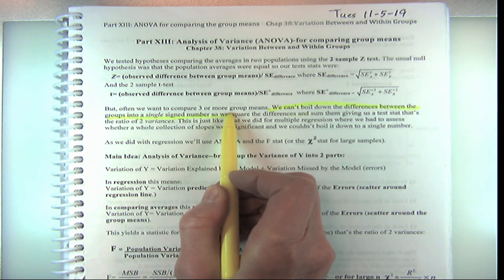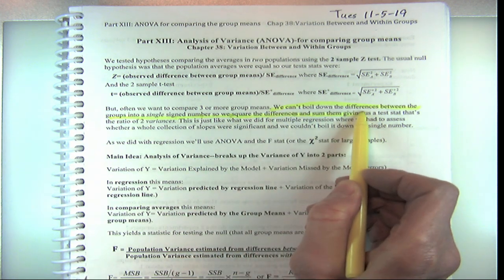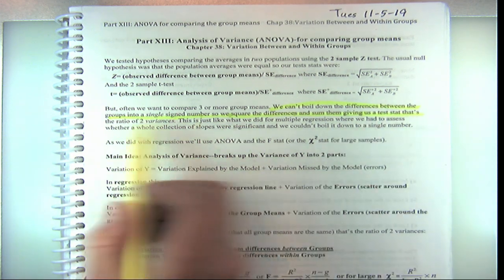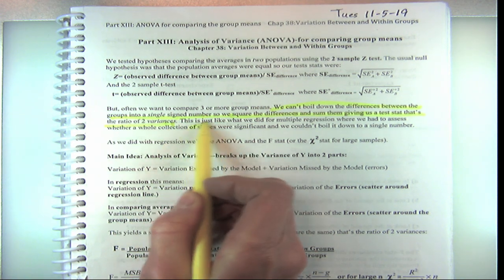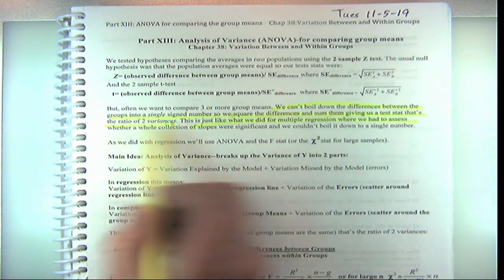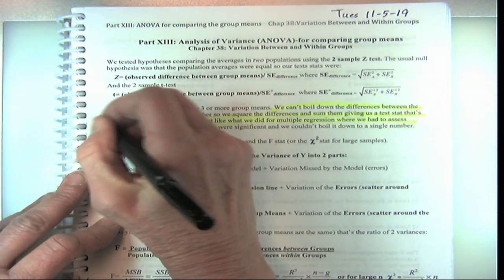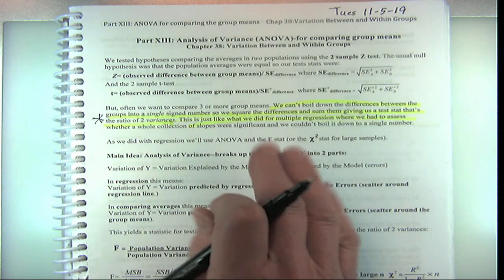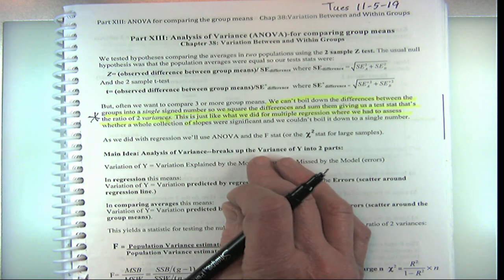So what do we always do when we want to look at a whole pattern? We square the differences and sum them up. And we're going to get the test stat that's the ratio of 2 variances. It's going to be the F ratio. That's just like what we did for multiple regression. Okay, so we're doing the exact same thing here. So it should be really, really easy for you guys after you get the swing of it.